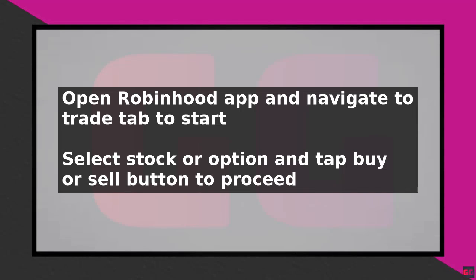To enable spreads on Robinhood, start by opening the Robinhood app and navigating to the Trade tab. From there, select the stock or option you want to trade and tap on the Buy or Sell button. In the Order panel, tap on the Order Type drop-down menu and select Spread.